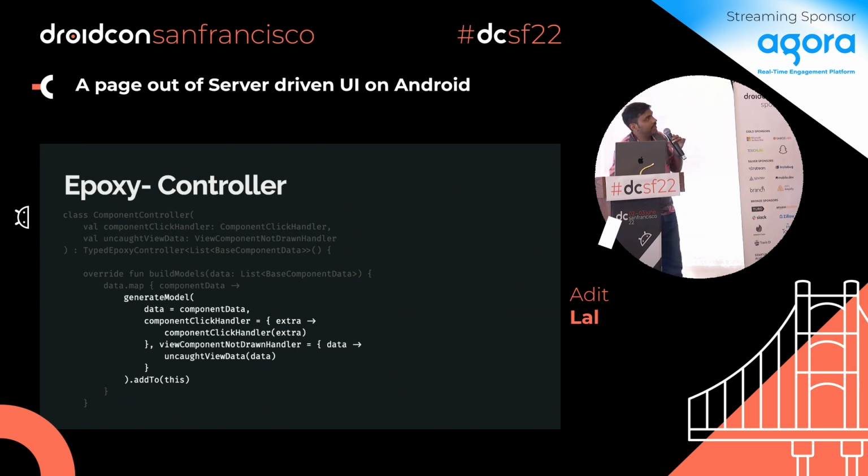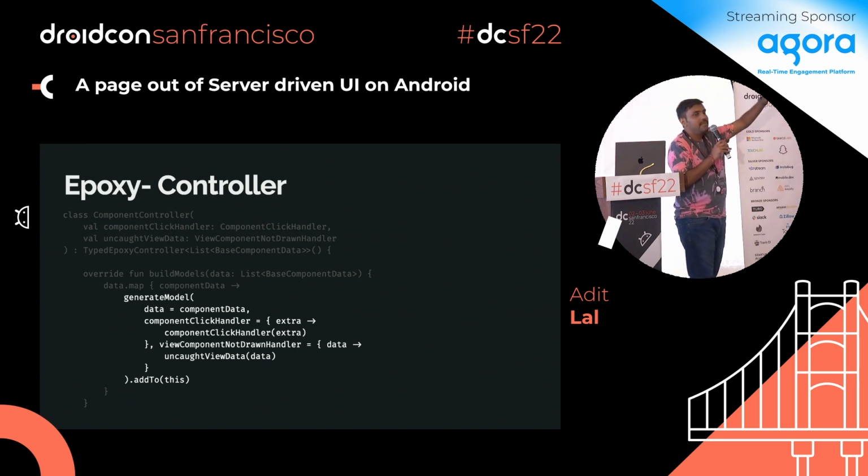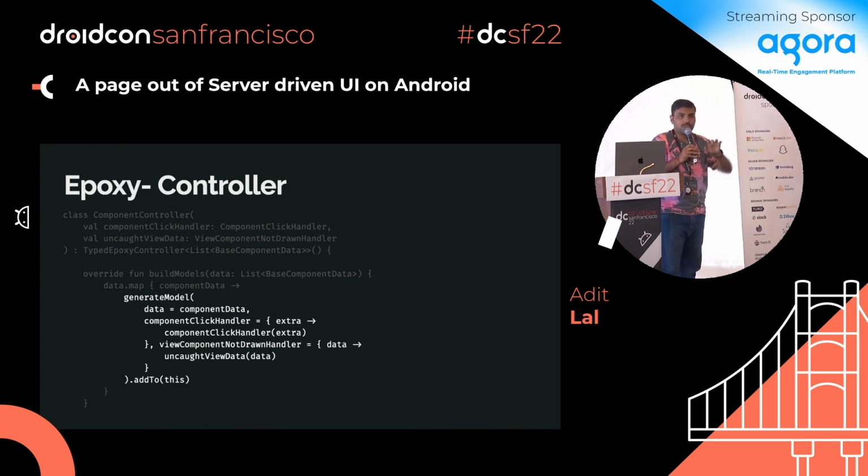Just to reiterate, generate model does all this and then adds it back to the parent recycler view that we have as a view group here. Now that concept of add to can also be conditional. You don't have to just automatically add. You can also say if a person is logged in, only show this component, otherwise don't show it. Instead of the server controlling every bit of your UI, you can still have some control factors.